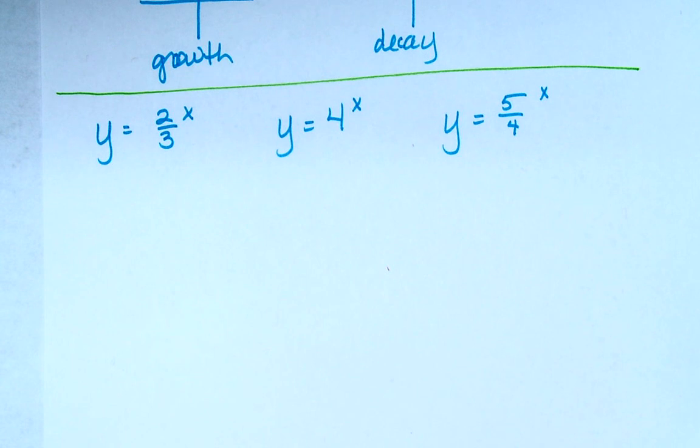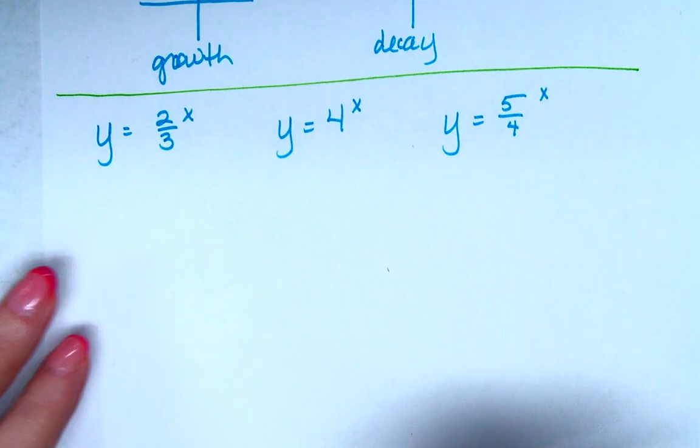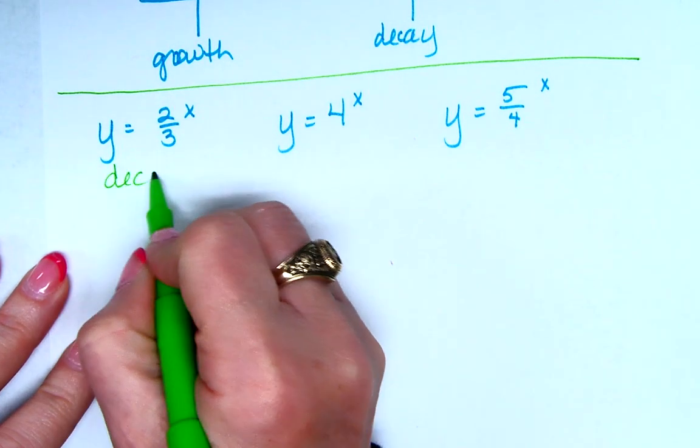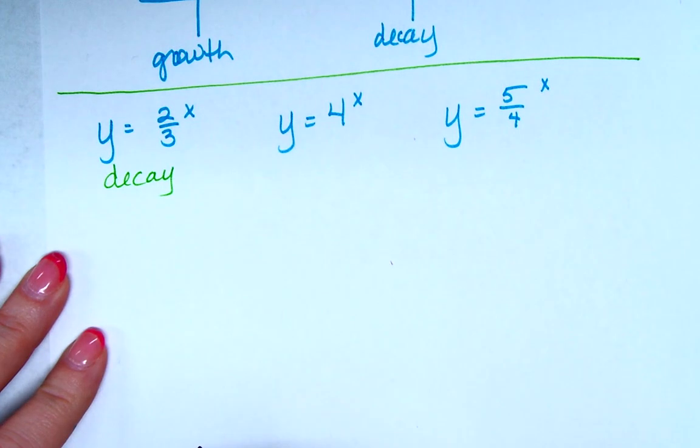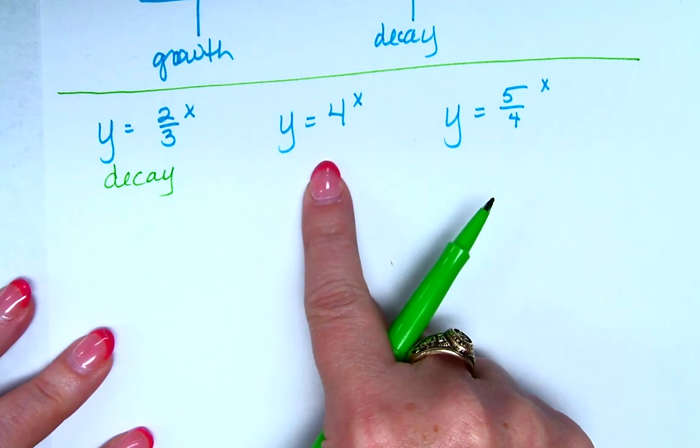You got these 3 written down? Growth or decay? How do you know? It's less than 1 and greater than 0. Everybody okay with that? Growth or decay? How do you know?